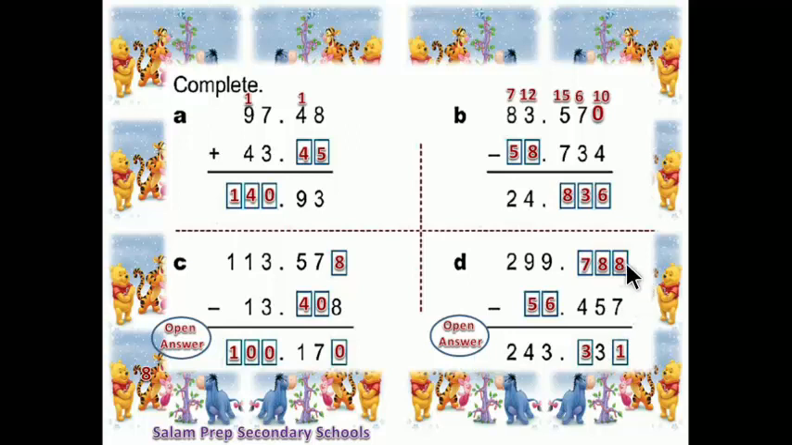I can use 8 minus 7 equal 1. You can use 7 minus 7 equal 0. 9 minus 7 equal 2. This is open answer, okay? I can use 8 minus 7 equal 1. What minus 5 equals 3? Excellent. 3 plus 5 equal 8. 8 minus 5 equals 3.